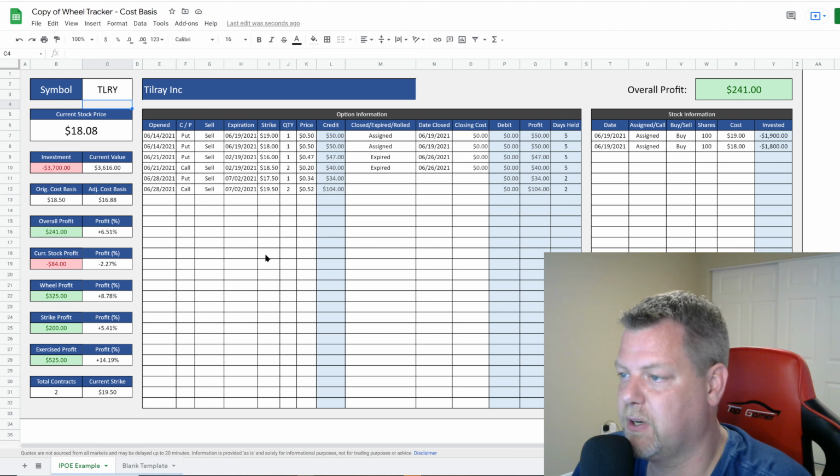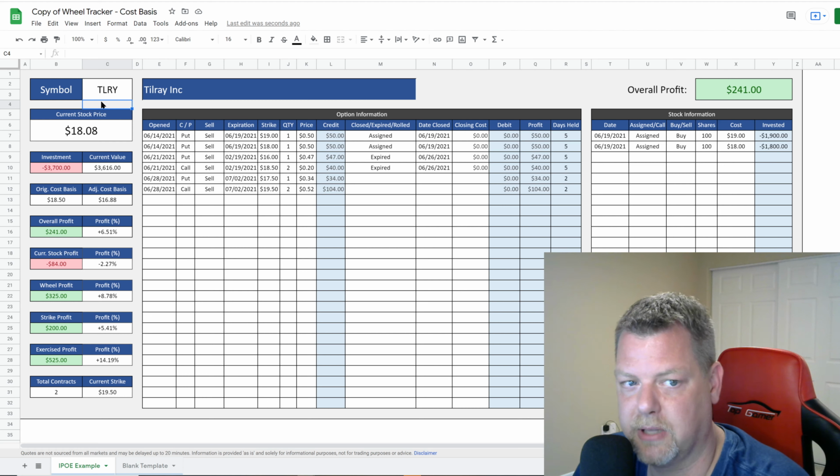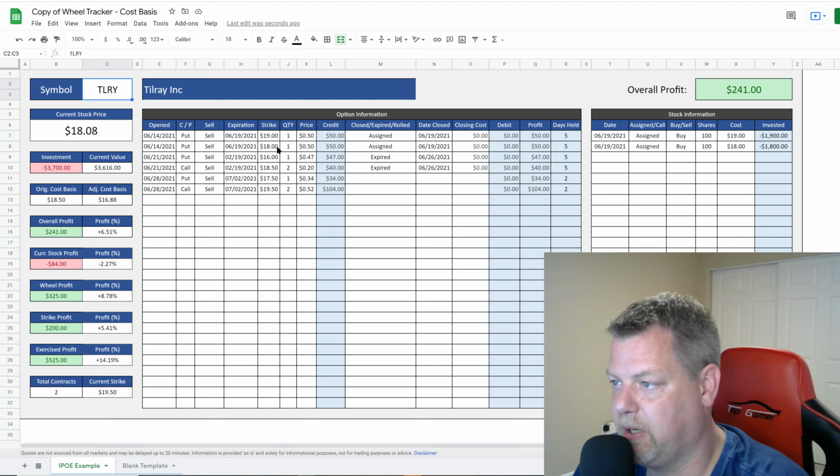So as far as entering the information, all the information besides that little box up there that you're going to enter is all in the white. All the blue cells are calculated. So these three, profits calculated, and all of these are calculated.